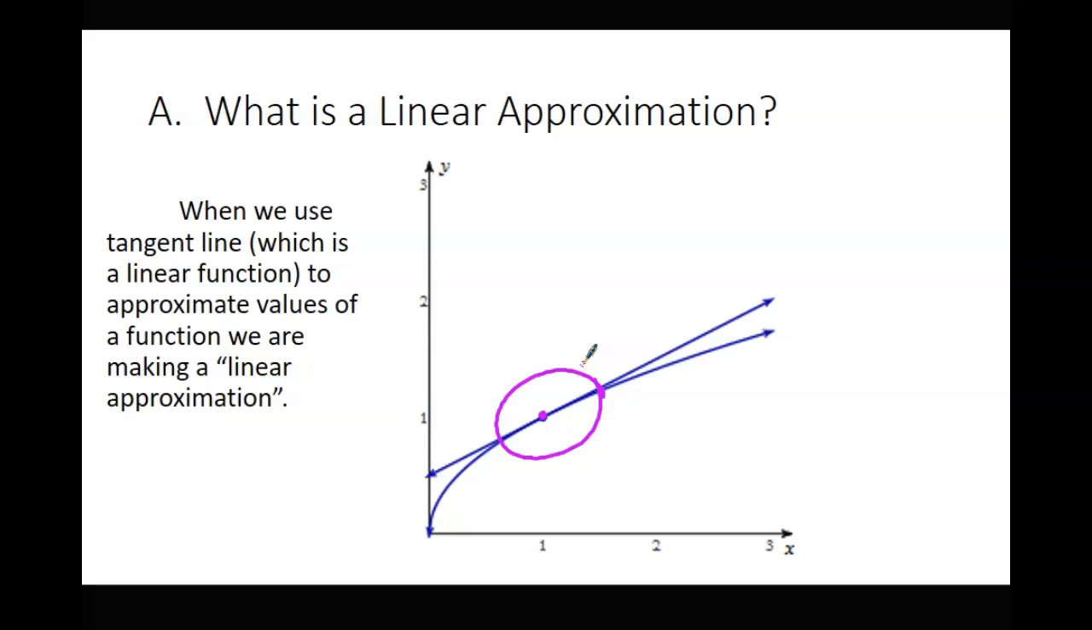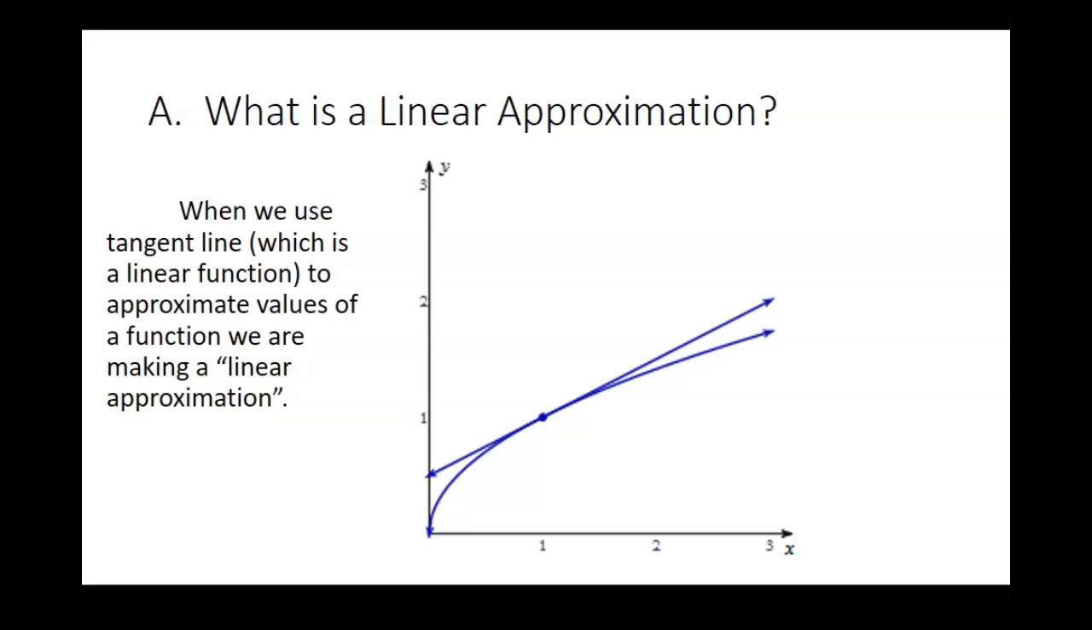And the closer you are to that point of tangency, the better your estimate is, the better they match. And as a matter of fact, right when you're on top of that point, they are exactly the same. They have the same slope. They have the same point. But the further away you get from it, the less accurate it is. And by the time you're out here, maybe it's not even a good estimate anymore. Okay? That's what a linear approximation is.